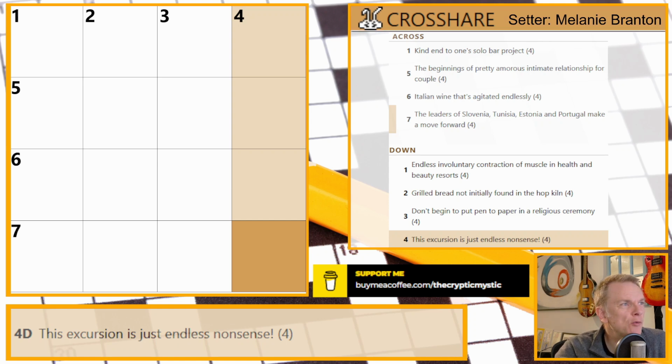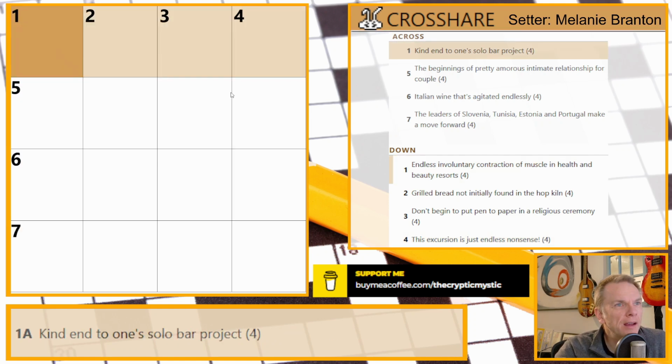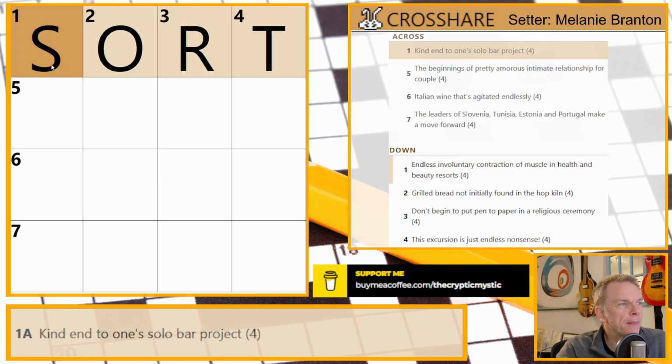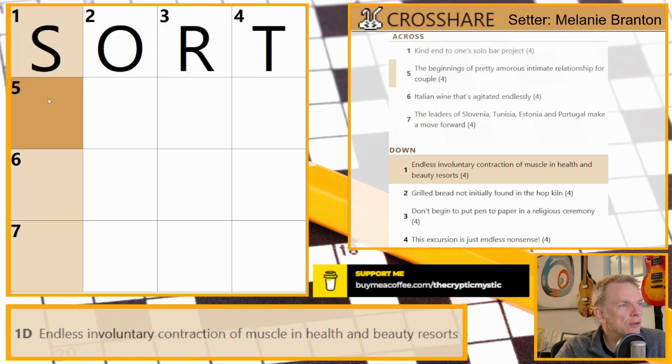So let's start again with 1 across. Kind end to one's solo bar project. So what's happening there? I think end to is indicating the wordplay, isn't it? Definition is kind. We're looking at the last letter of one's solo bar project, and that's going to give us sort, which is kind. See that?